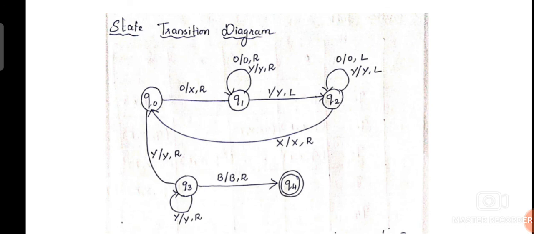For example, when the input symbol is 0 and the current state is Q0, the 0 will be replaced by x, and the direction of movement is R. Now from the current state Q1, when the symbol is 0, the 0 will not be replaced; it is kept unchanged and the direction is right. Also, from the state Q1, if the symbol is y, y will be unchanged and the movement is to the right direction.